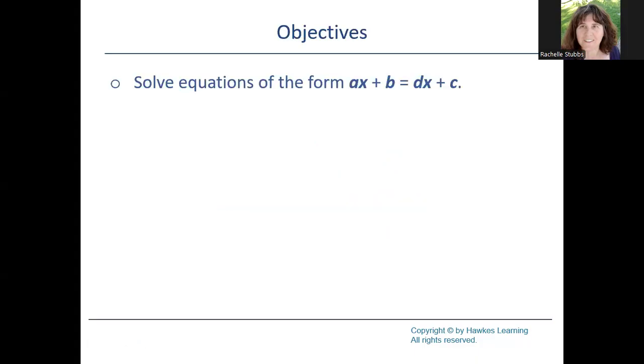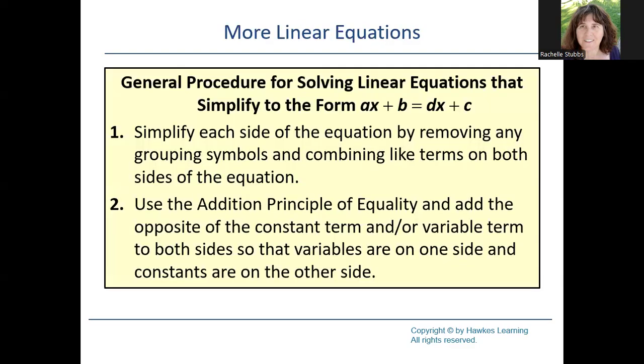Okay, so our objectives today are to solve equations of the form ax plus b equals dx plus c. In these equations, we're going to be adding or subtracting and multiplying and dividing, so they're two-step equations. Our general procedure for solving linear equations that simplify to the form ax plus b equals dx plus c: simplify each side of the equation by removing any grouping symbols and combining like terms on both sides of the equation.